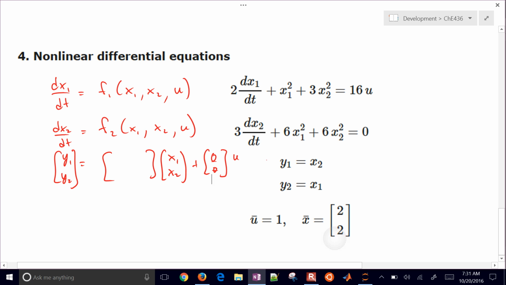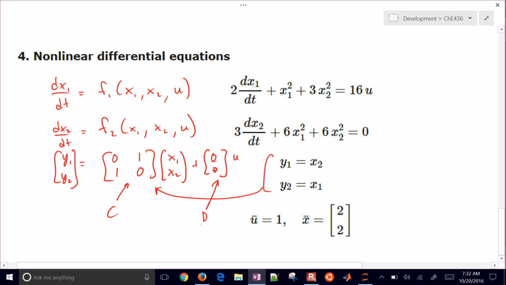Now this output equation, I'll just do this one first because it's probably the easiest to get out of the way. The first equation is y1 equals 0 times x1 plus 1 times x2. And then the second equation is y2 equals 1 times x1 and 0 times x2. Okay, so we've taken care of our C and our D matrices there.